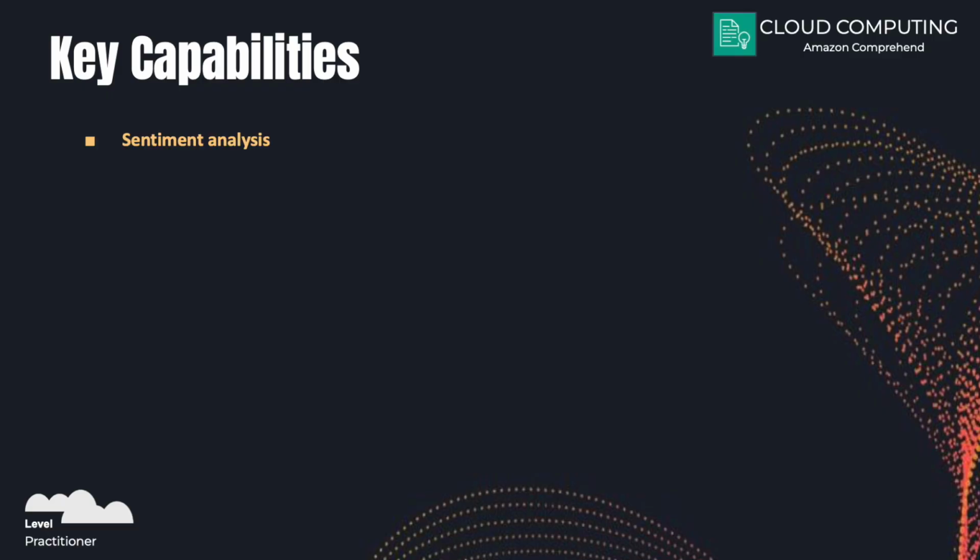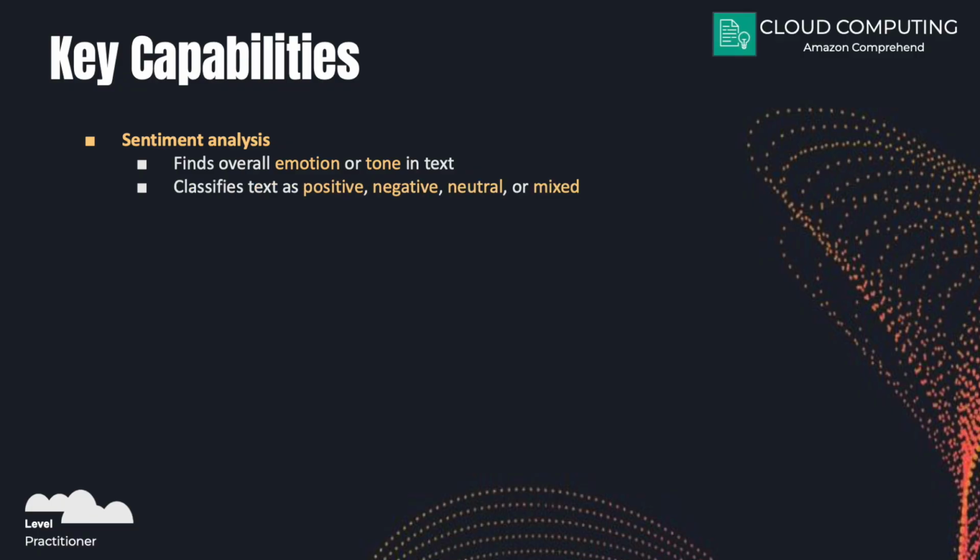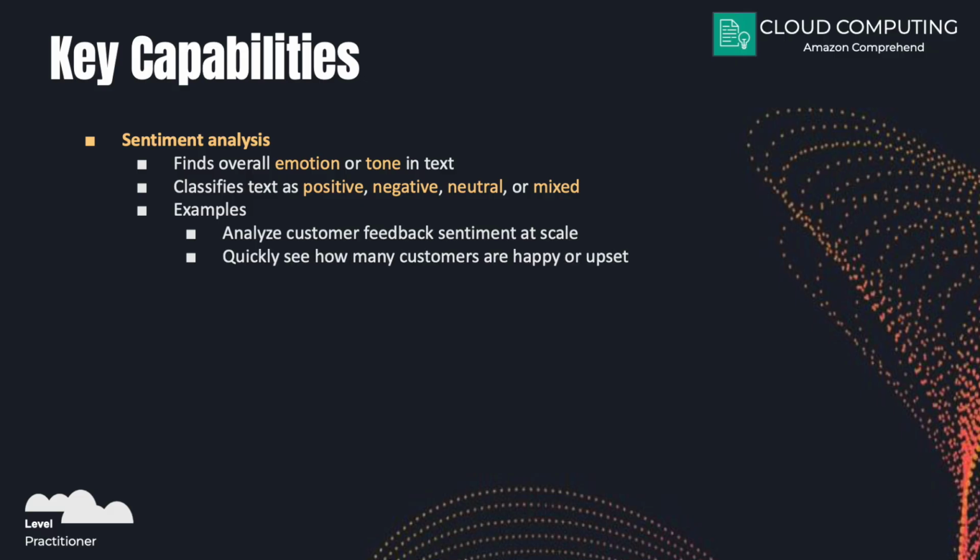First up, sentiment analysis. With sentiment analysis, Comprehend tries to understand the overall emotion or tone of a piece of text. It will tell you if the text is generally positive, negative, neutral, or mixed. For example, if you have a bunch of customer feedback messages, you can use sentiment analysis to quickly see how many customers are happy, how many are upset, or how that changes over time. Instead of reading every single comment yourself, Comprehend gives you a quick summary of the mood and lets you spot trends at a glance.